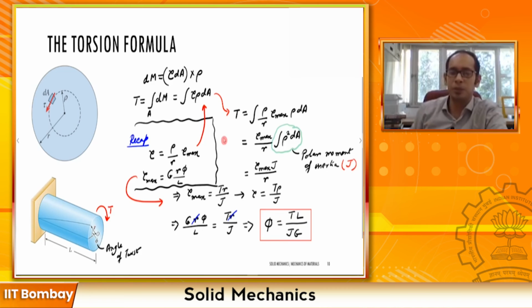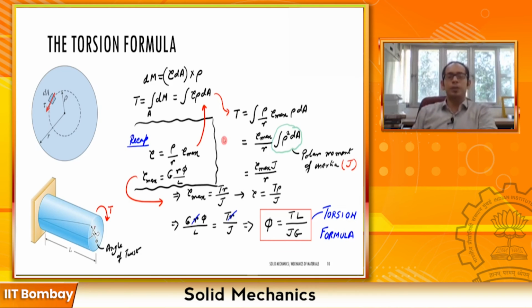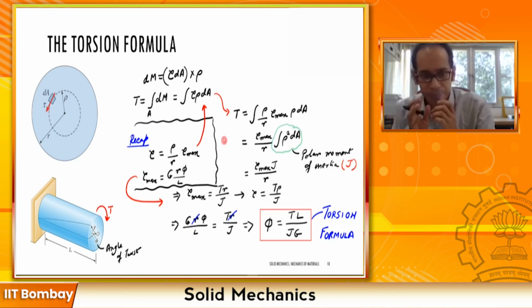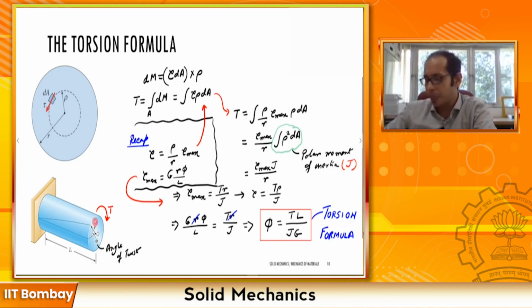This expression is known as the torsion formula. So let's just write that down and talk about it for a few minutes. So this is the torsion, and appreciate the importance of this relationship. What you have over here relates the angle of twist phi at the end, which is happening over here, to this torque.